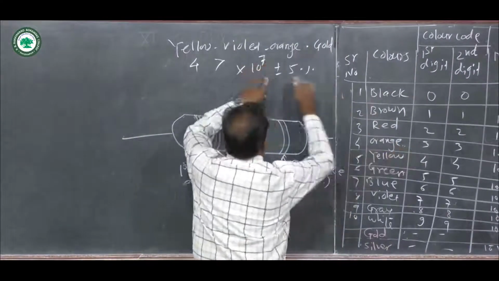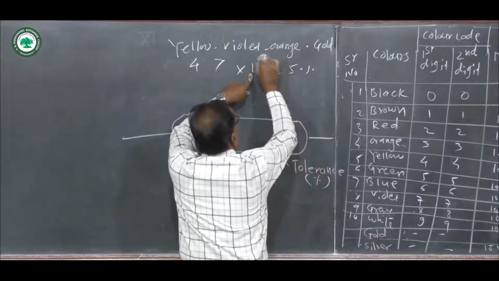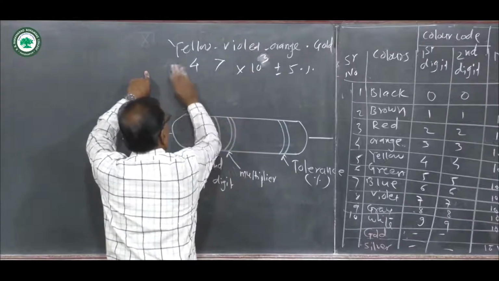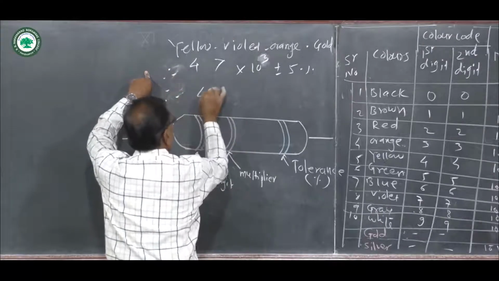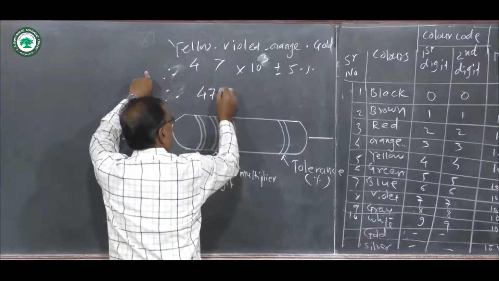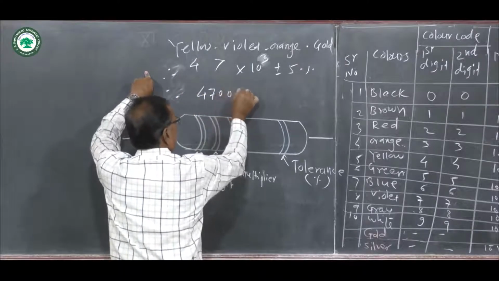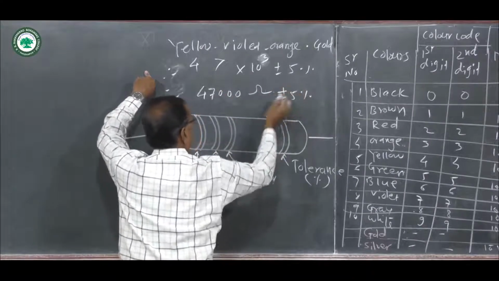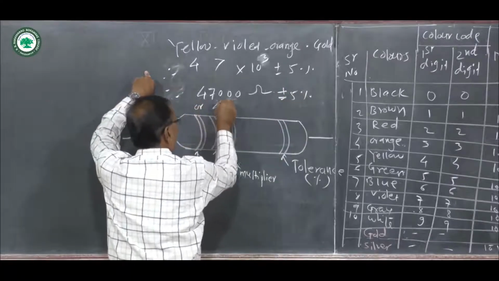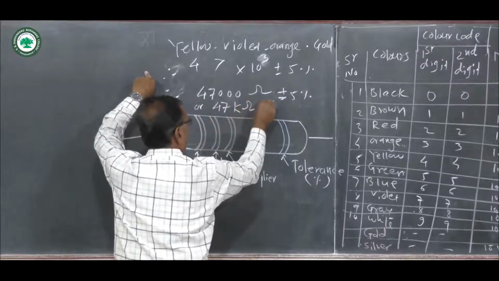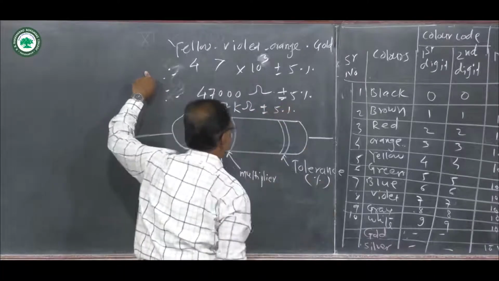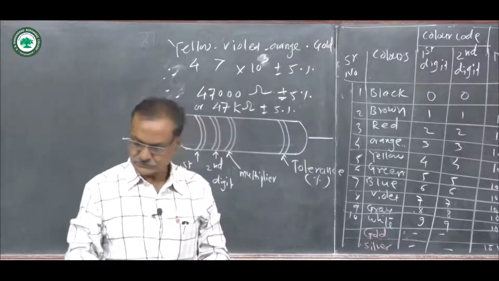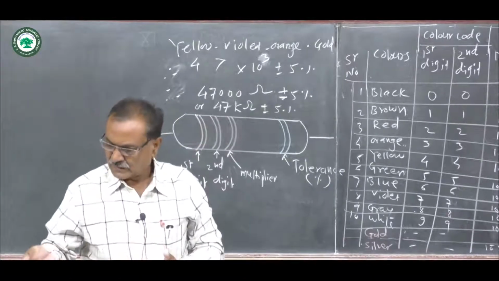Orange color code number is 3, you see. Therefore 47 into 10 raised to 3, that is 4700 ohm plus minus 5% tolerance, or also you can write it 47 kilo ohm plus minus 5% tolerance. So by using these color codes we can find out the values of given register.